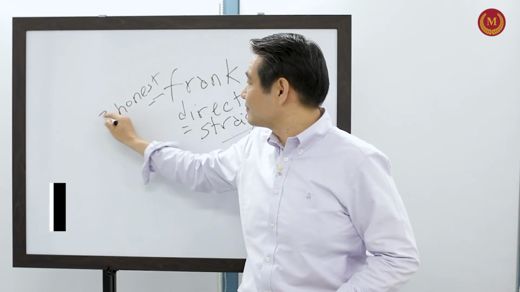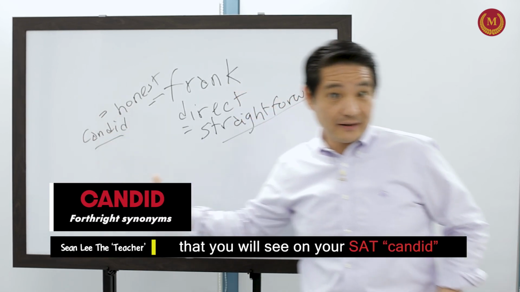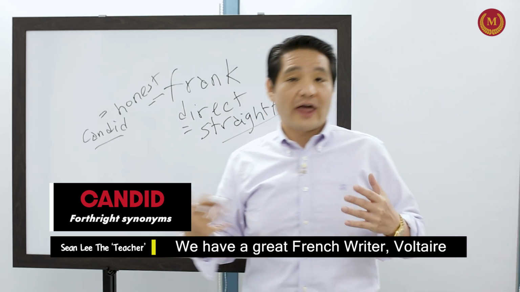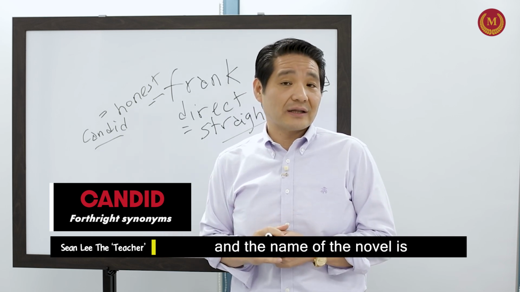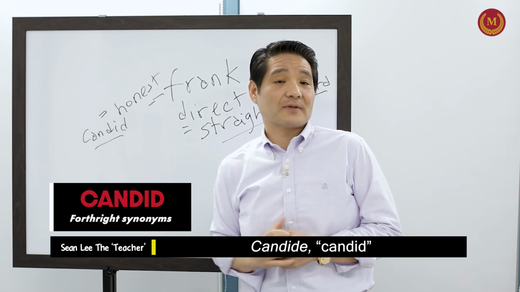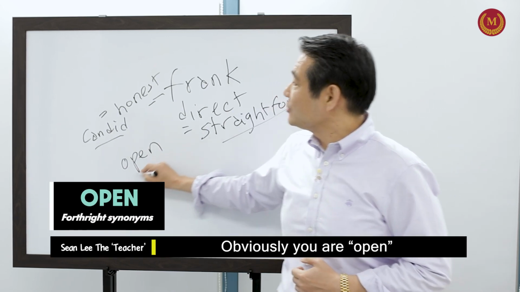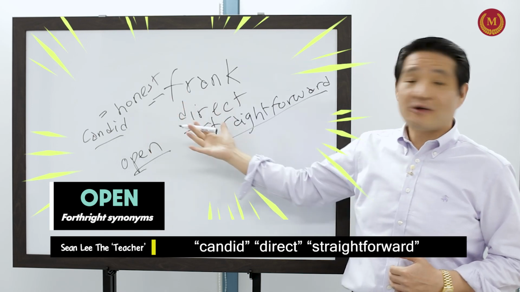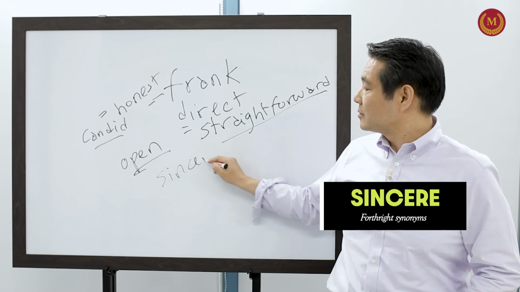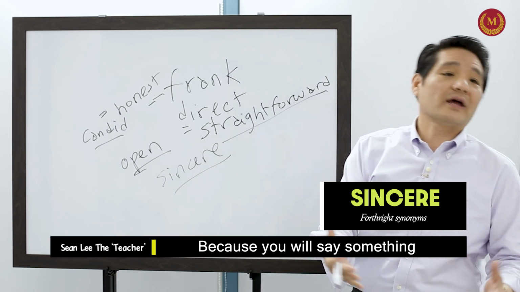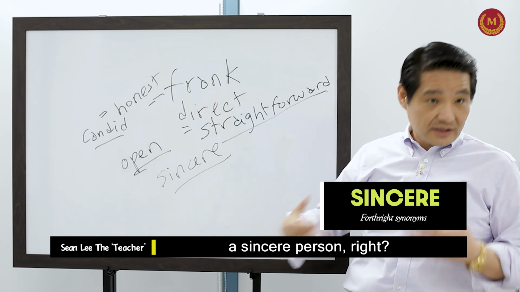Then you have candid. This is another word that you will see on your SAT, candid, right? We have a great French writer, Voltaire. I believe he's from the 18th century, and he wrote a novel, and the name of the novel is Candide. Candid, right? Okay, so that's candid. And open. Obviously, you're open when you're honest, frank, candid, direct, straightforward. You're open, right? And you're sincere. Because you will say something and you mean what you say, so you're sincere. Because an honest person is obviously a sincere person, right?